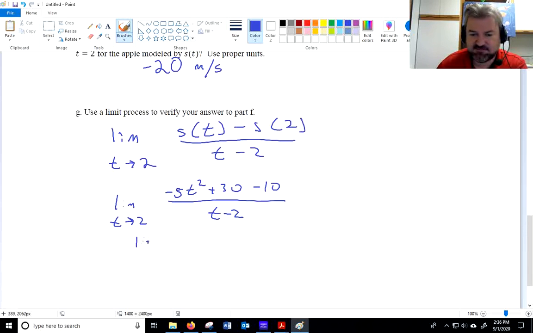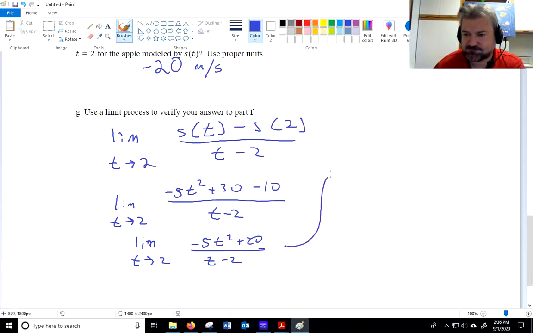And so they have the limit as t goes to 2 of negative 5t squared plus 20. Let me just bring that over here. Limit as t goes to 2 of negative 5, I can pull that out, and I get t squared minus 4 over t minus 2. That's a 4, not a 9.